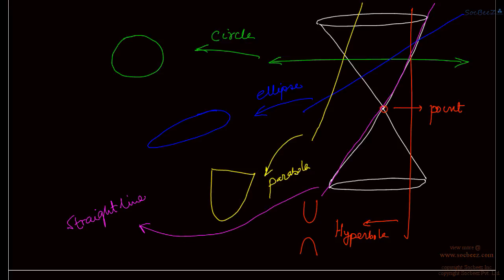So we have all those figures which we study in two-dimensional coordinate geometry. That is point, straight line, circle, ellipse, parabola, and hyperbola. So all these are a part of conic sections. So in this conic section we have already studied straight line and circle. So now let us move to parabola.